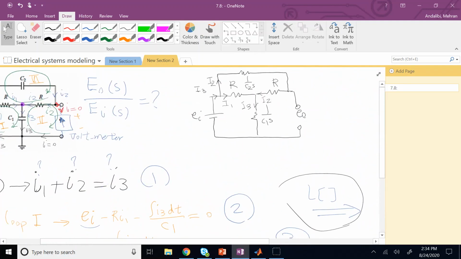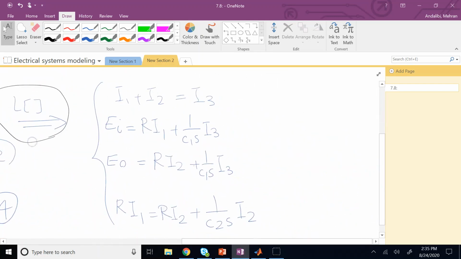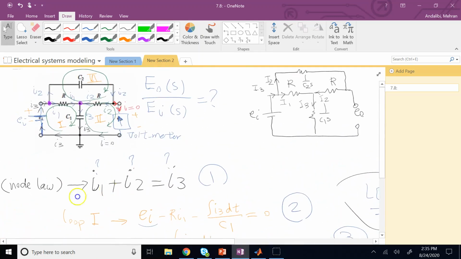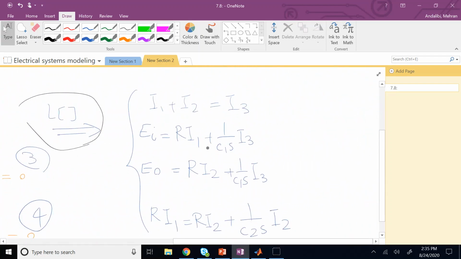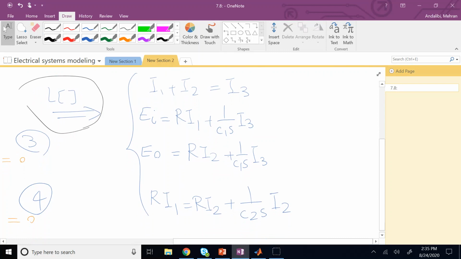I already have taken Laplace from them. Okay, so the Laplace is already applied. So it gives me these equations instead of these ones first and then applying Laplace. I directly come to here with the impedance method. Okay, so it saves my time.